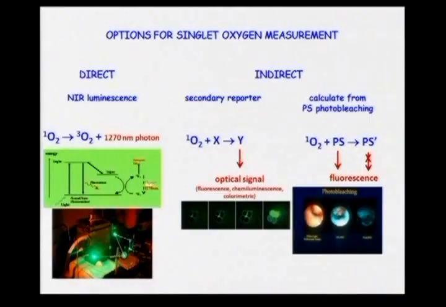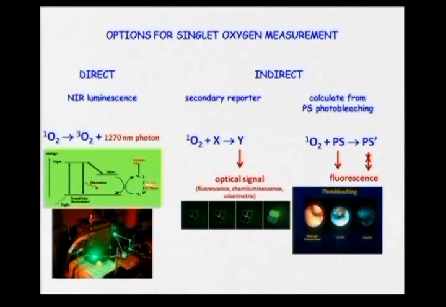The second possibilities are indirect. So one is that rather than directly try to measure the singlet oxygen, can we use another substance, another molecule, which reacts with the singlet oxygen to produce a product that we can measure? And in particular, an optical signal such as fluorescence or chemiluminescence or a color change to this molecule. And I'll show you an example of that.